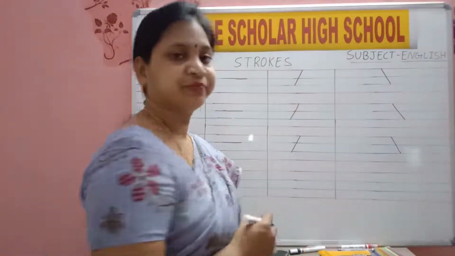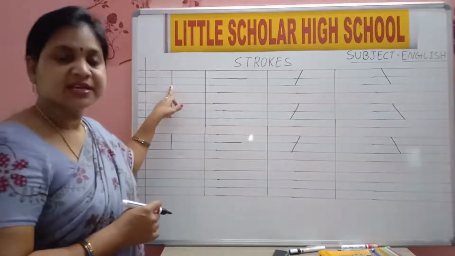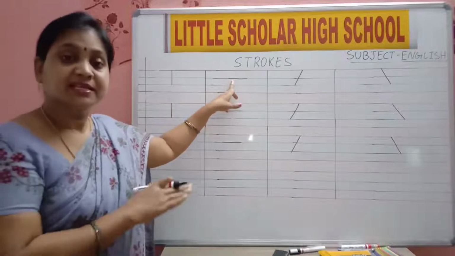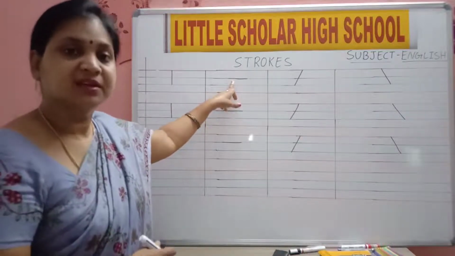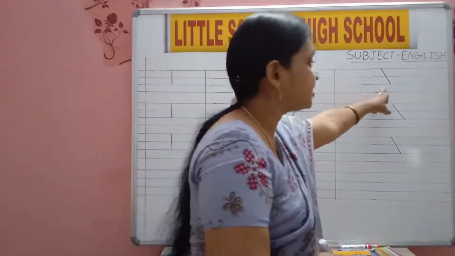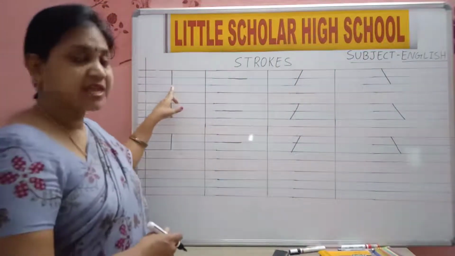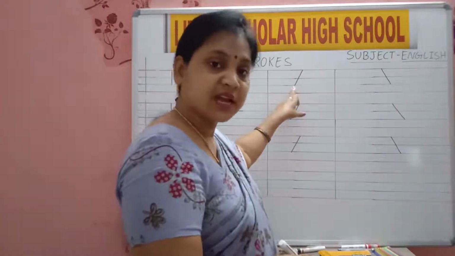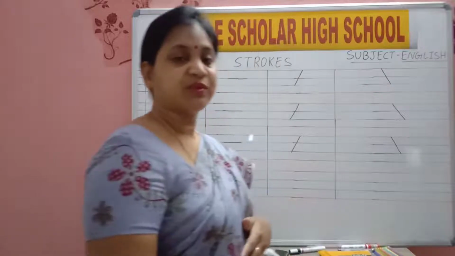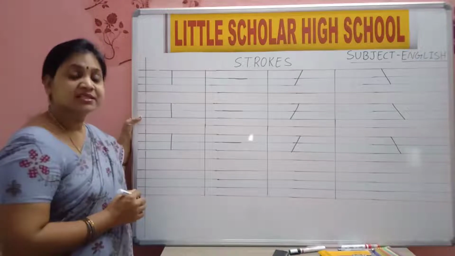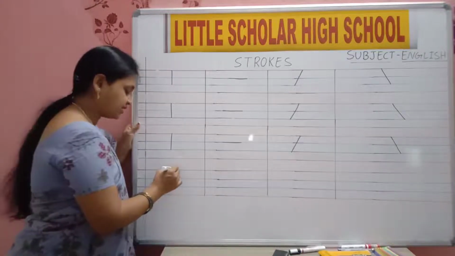Slanting line. Which line is this? Standing, standing line. Which line is this? Sleeping, sleeping line. Which line is this? Slanting. Slanting line. Once again, standing line, sleeping line, slanting line, slanting line. Once again, shall we write? Yes, first, which line is this? Which stroke? Standing line. Yes, right.